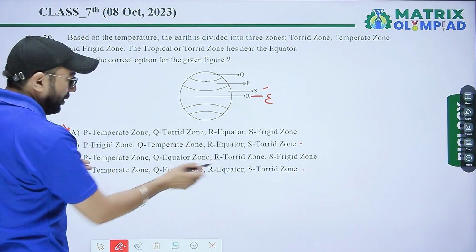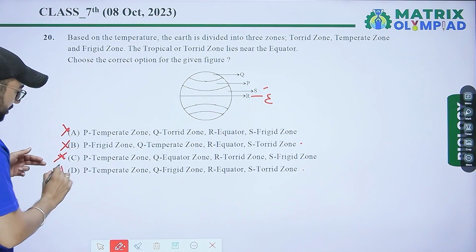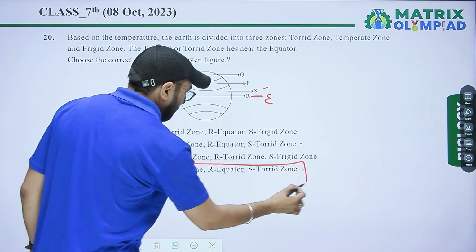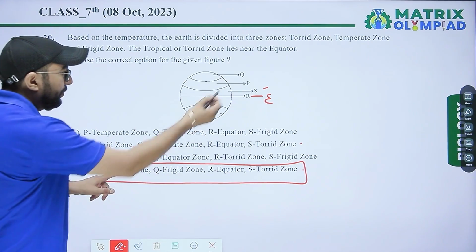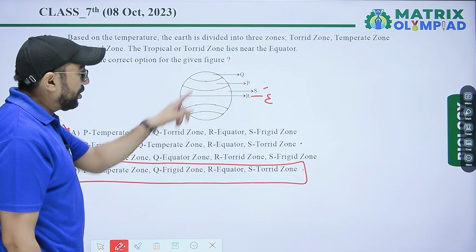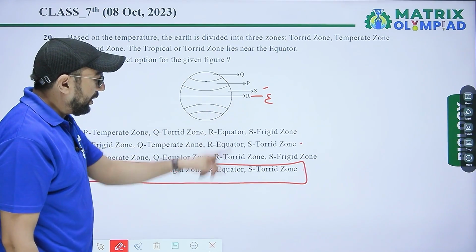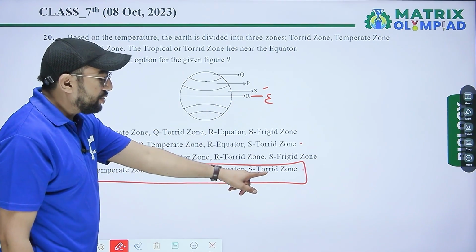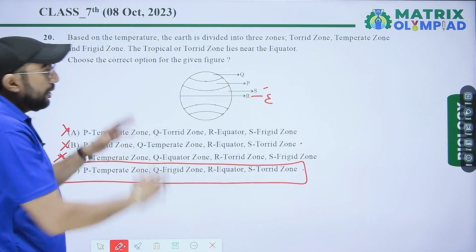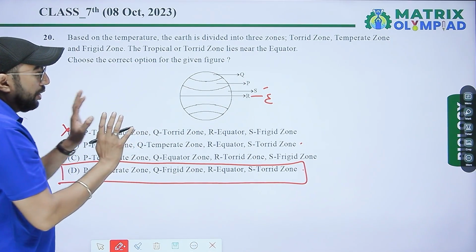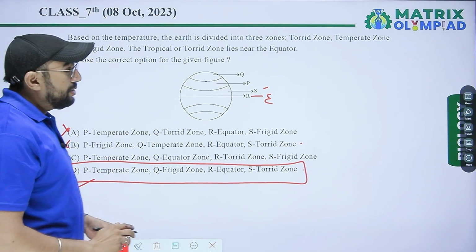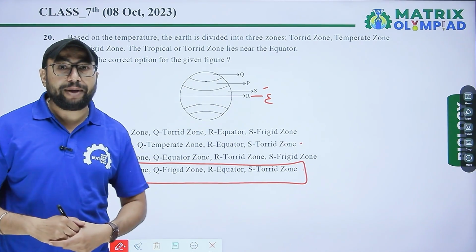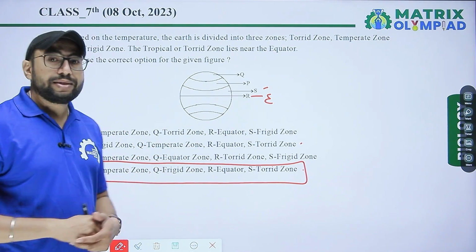In this case, the equator is not wrong. This option is the right answer. P is the temperate zone. Q is the frigid zone. R is the equator line. And S is the torrid zone. So, according to this paragraph and diagram, our right answer is option D. This is all about Matrix Olympiad biology portion for class 7.